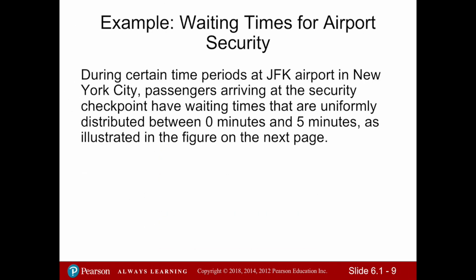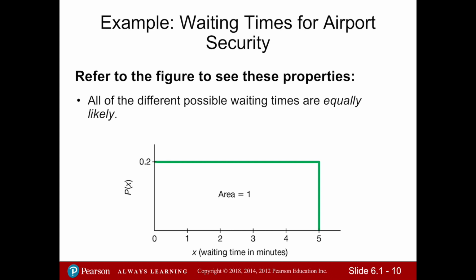So here we will walk through an example for a uniform distribution. Right? During certain time periods at an airport, passengers arrive at a checkpoint and have waiting times that are uniformly distributed between 0 and 5 minutes, and we'll see this illustrated. Right? All of the outcomes are equally likely. So if I go from 0 to 5 minutes, I want to create a rectangle whose total area is 1. So if this base down here is 5, this height has to be 1/5, or 0.2.